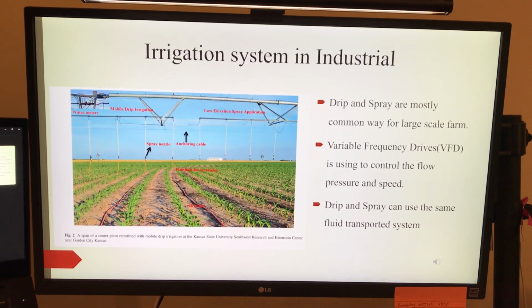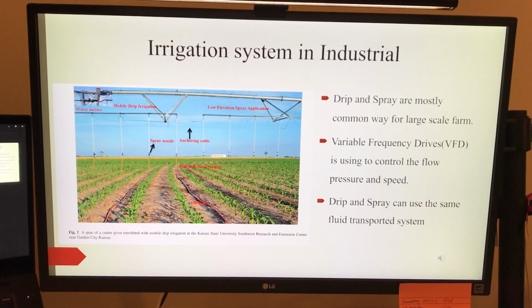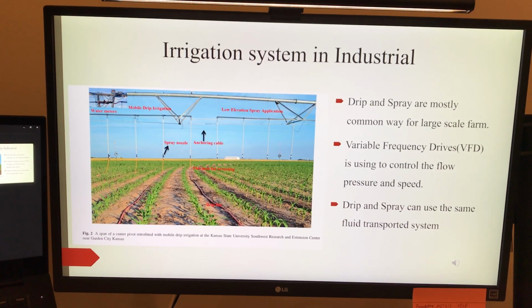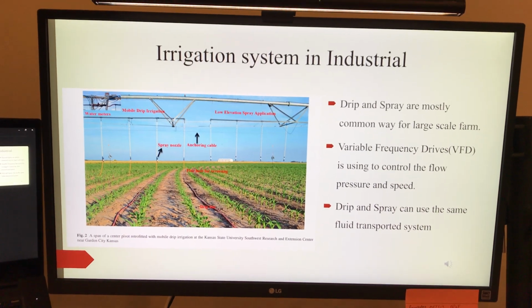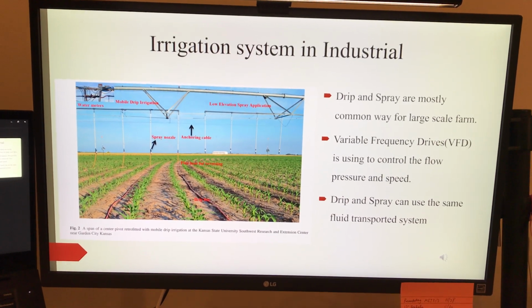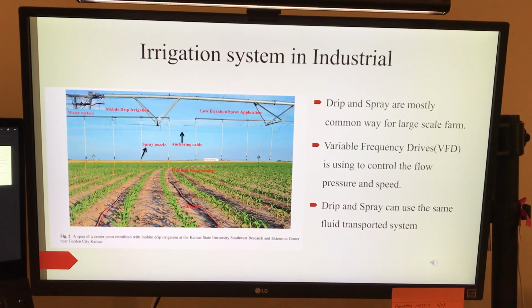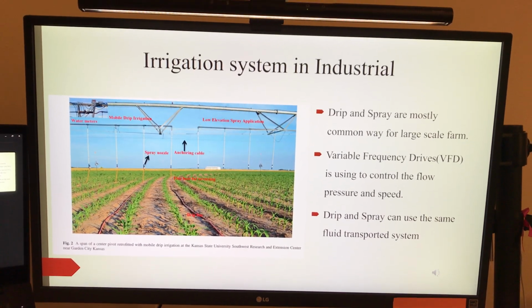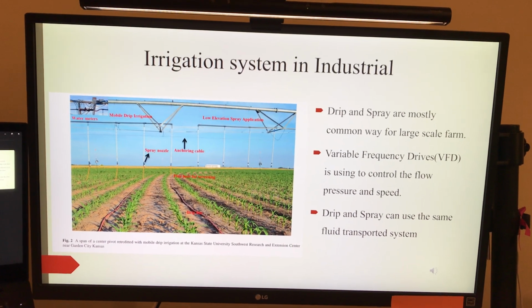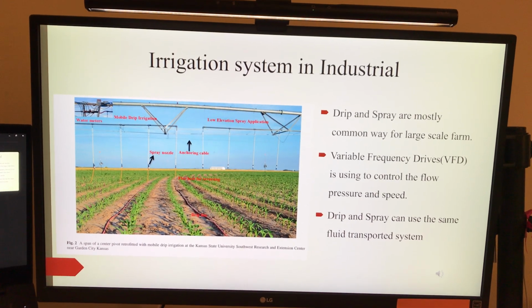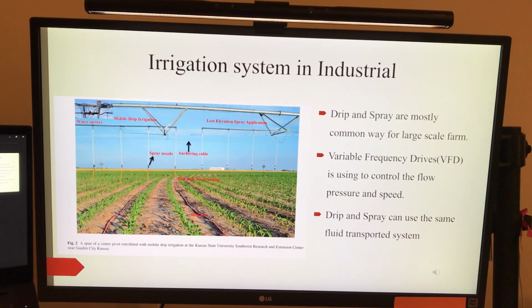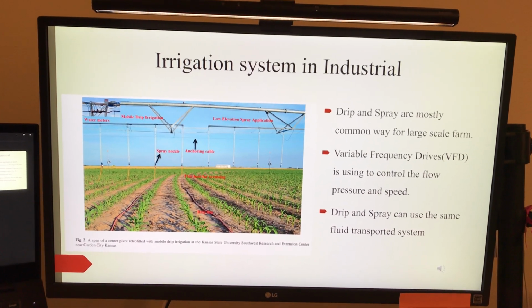So if you want to use the drip line, as you can see on the ground, we can adjust the pressure to be a little bit smaller and the speed of the water also smaller. But if we use the spread in industry, the pressure will be adjusted to be relatively higher than the dripping line. So the VFD is the most important part for transportation in this system.